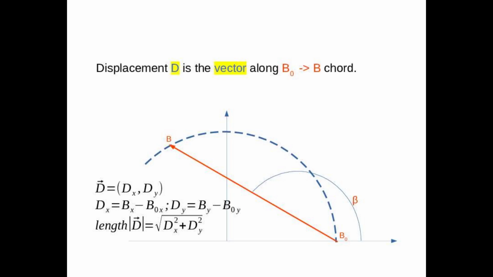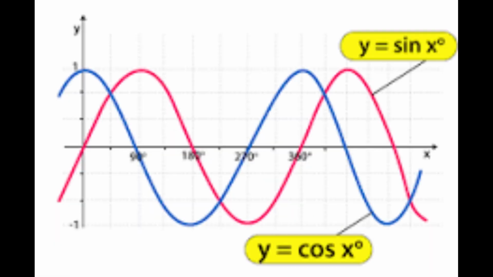And the length of D? Length as a value of displacement isn't a vector anymore, it is a scalar. It's given by the square root formula. Please review Pythagorean theorem if you ask why. Last question, how those functions, sine and cosine, behave in different quadrants.